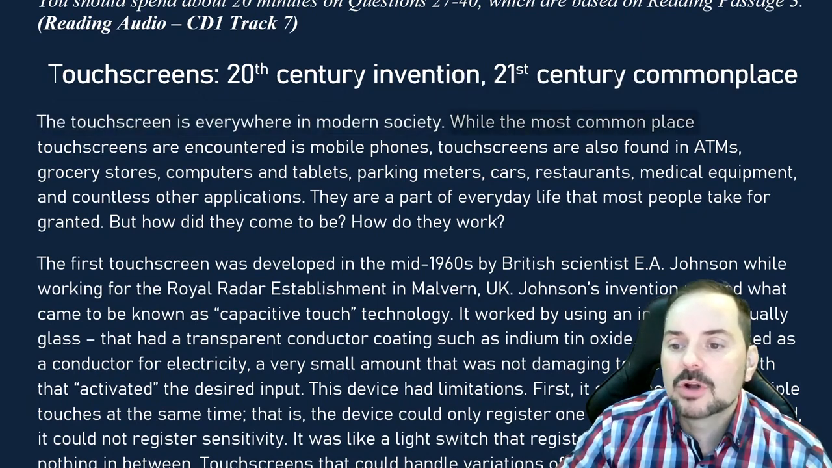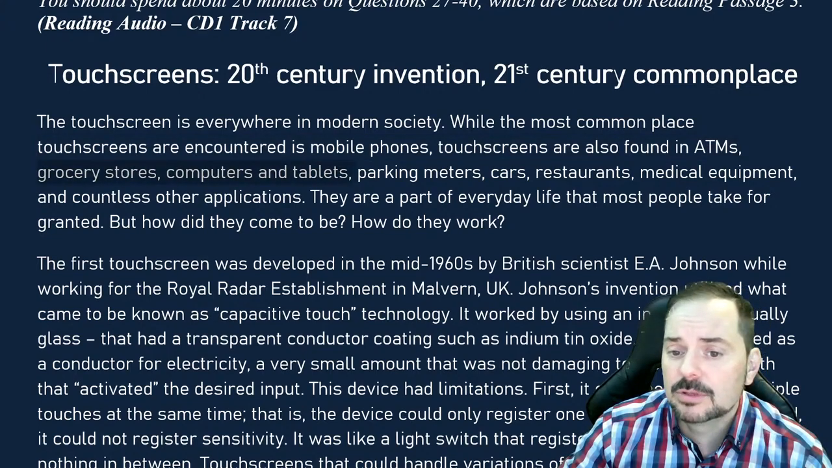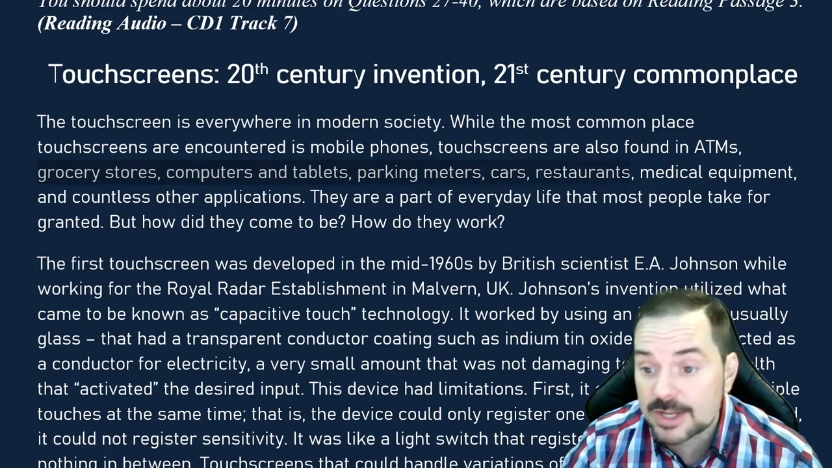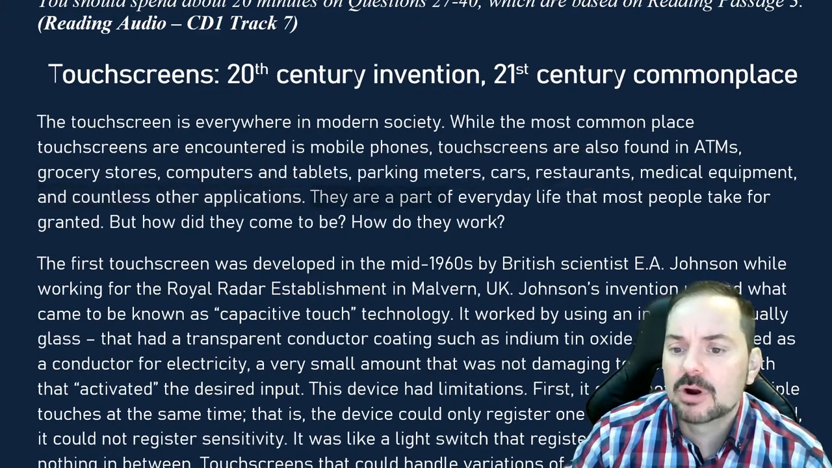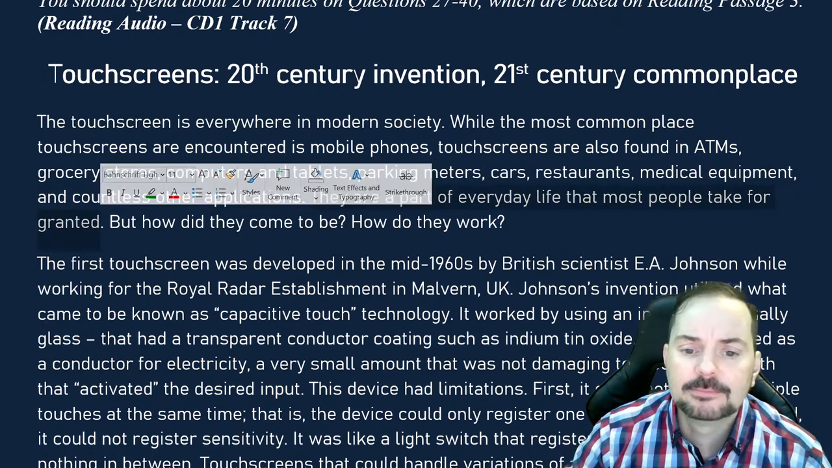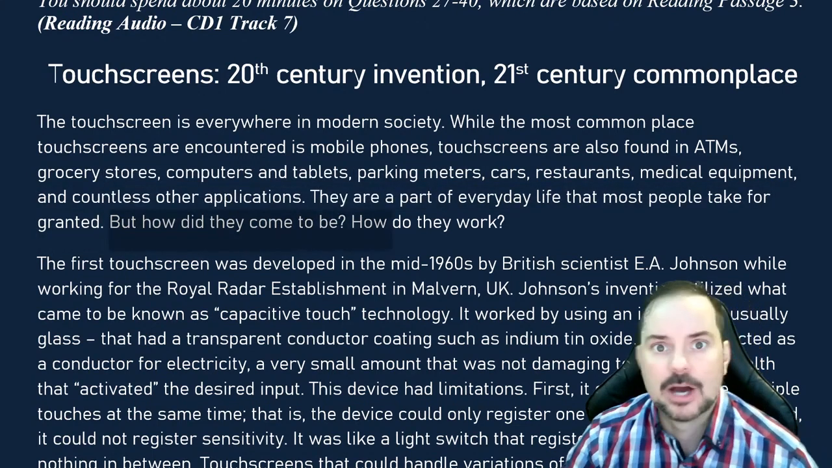While the most commonplace touchscreens are encountered as mobile phones, touchscreens are also found in ATMs, grocery stores, computers and tablets, parking meters, cars, restaurants, medical equipment, and countless other applications. They are a part of everyday life that most people take for granted. But how did they come to be? How do they work?